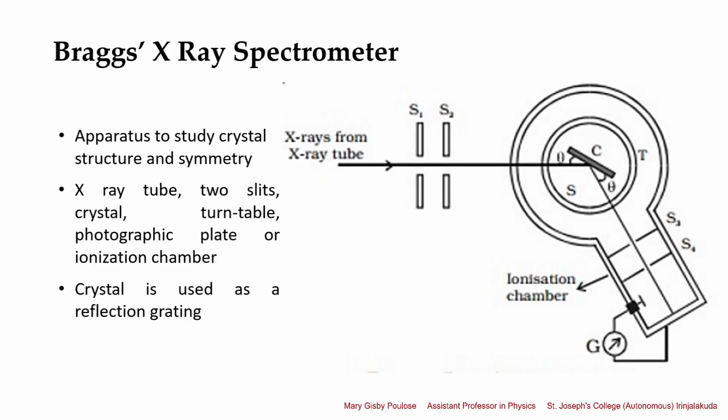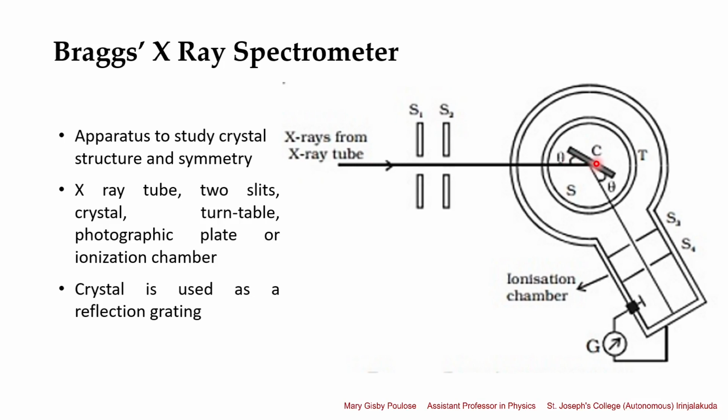Okay. Now, on one side of the turntable, we have our detector. It can be a photographic plate or it can be an ionization chamber. Here in this figure, we have an ionization chamber that is used to detect these X-rays. Now, when X-rays fall on this sample, we are observing the reflection or the reflected beam from this sample. Hence, this sample or this crystal is acting as a grating. That is, it is acting as a reflection grating.